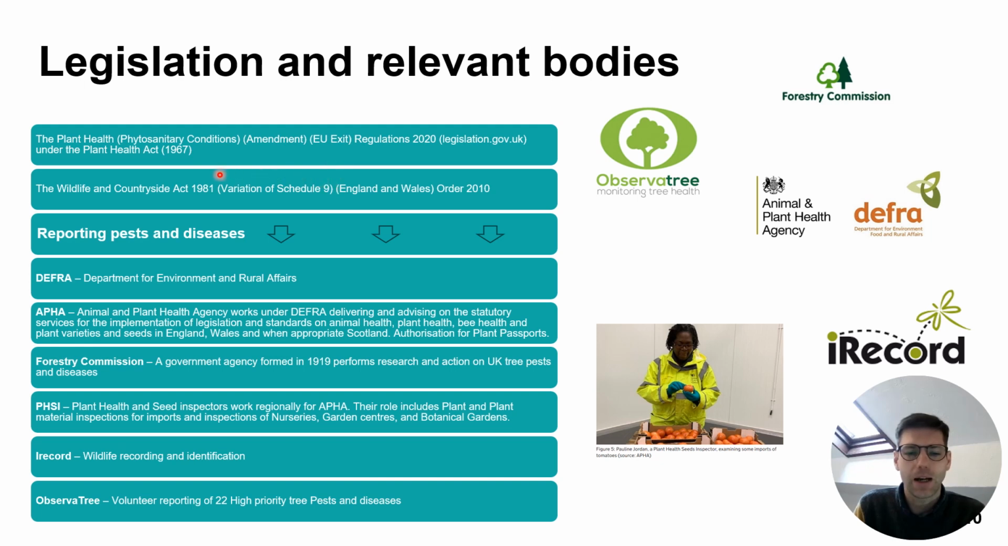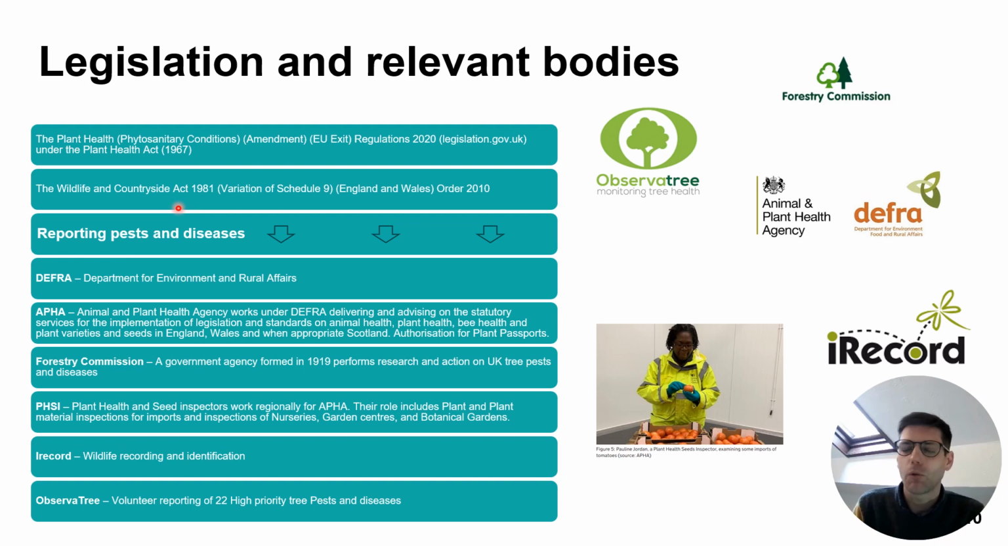And underneath that we have the Wildlife and Countryside Act, which I've already mentioned, and that is mainly Section 9 within that Act, which is specifically to do with invasive plant species. But the Wildlife and Countryside Act also stipulates that you can't go and dig up plants from the countryside to use in your garden, which also helps stop the spread of pests and diseases, because you're moving plants and soil around by doing that.